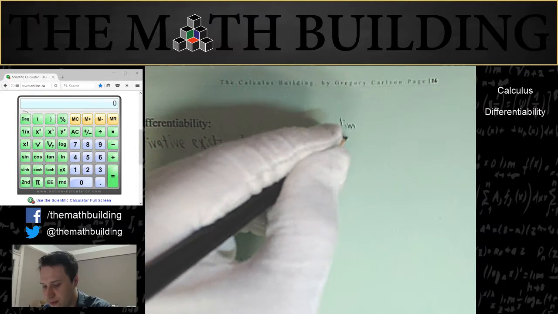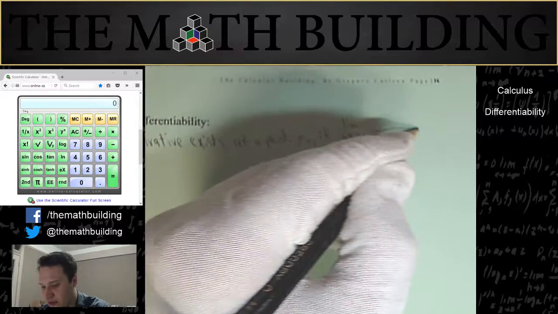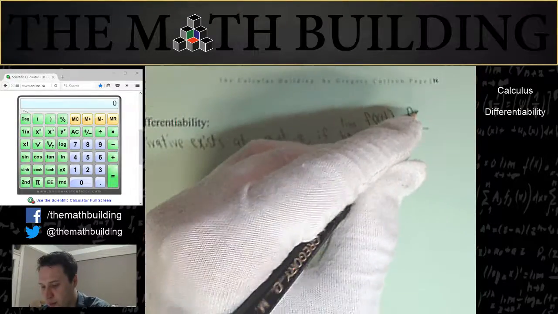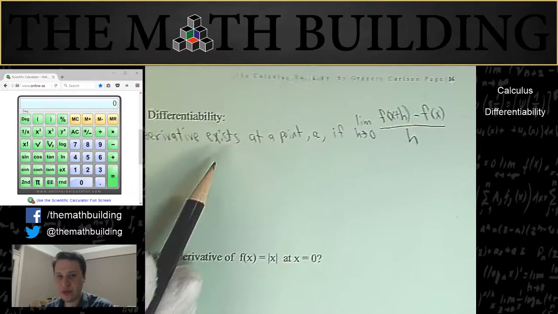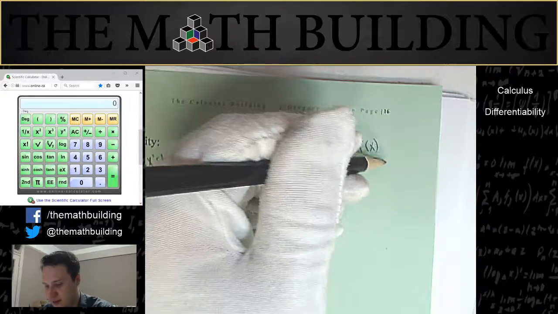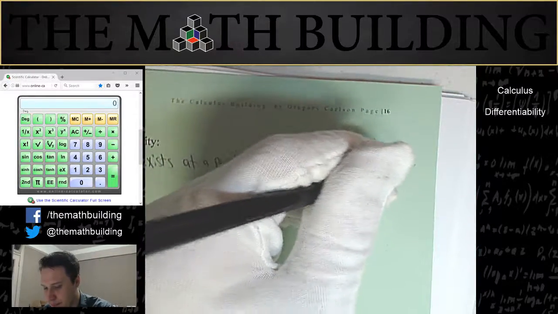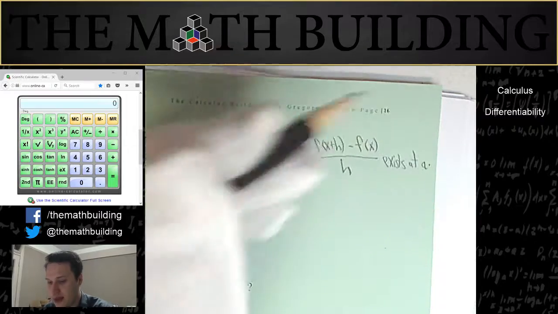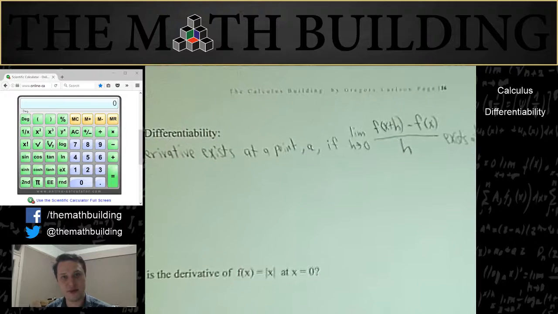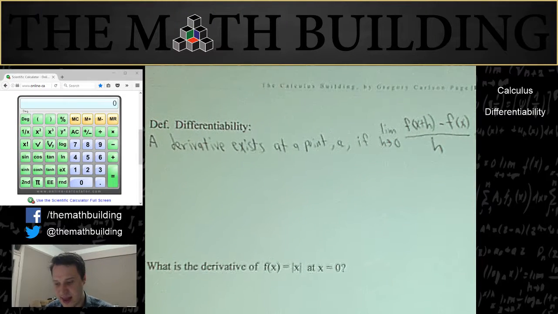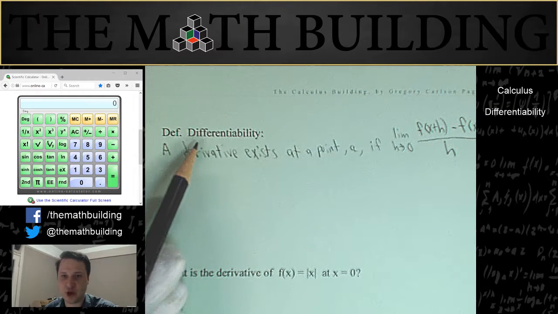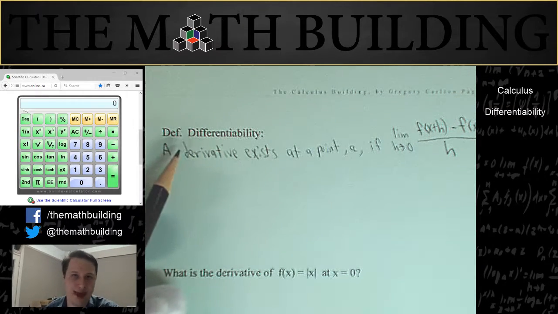this limit exists. And you should be familiar with this limit. It's just the limit of the difference quotient that we've been working with. So a derivative exists at a point A if this limit exists at A. And it's as simple as that. If you have this derivative, this limit existing at a point, then that's what it means for that point to have a derivative. And by the way, we would say that the function is differentiable at that point.